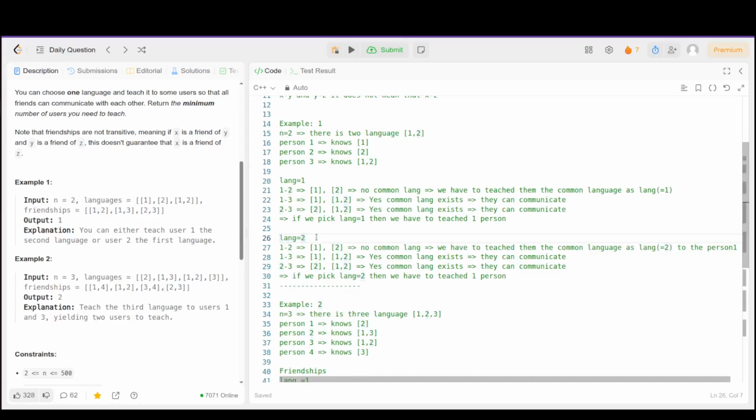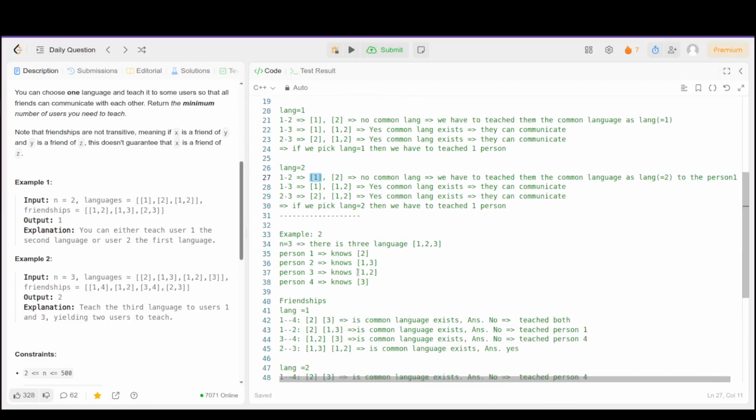If we pick language 2 to teach them, then for 1 and 2, 1 knows language 1 and 2 knows language 2. So there is no common language, but since we are teaching language 2, we teach the first person, because the first person does not know language 2. Similarly for 1 and 3, they already have a common language. 2 and 3 also have a common language, so we do not need to teach any of them. So if we pick language 2, then we also have to teach one person. So over here, whatever language we pick, language 1 or language 2, we have to teach one person only.